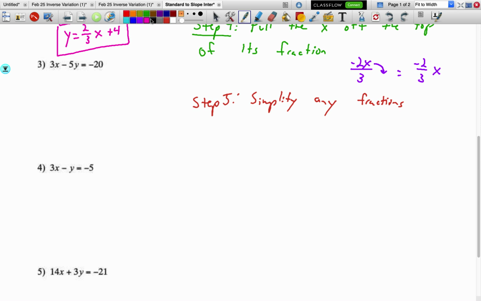All right, number 3. So subtract that 3x from both sides. I now have negative 5y equals negative 3x minus 20. Divide everything by negative 5. Remember to divide each term by negative 5. So we're distributing that division. And I get y equals, okay, the negatives cancel out. The x comes off the top, and negative 20 over negative 5 becomes a positive 4.